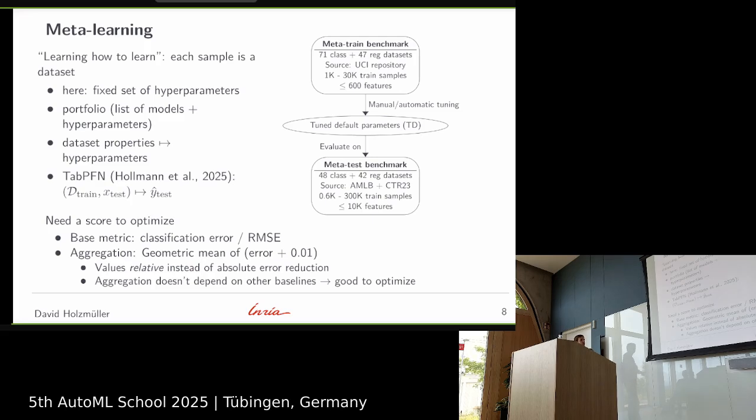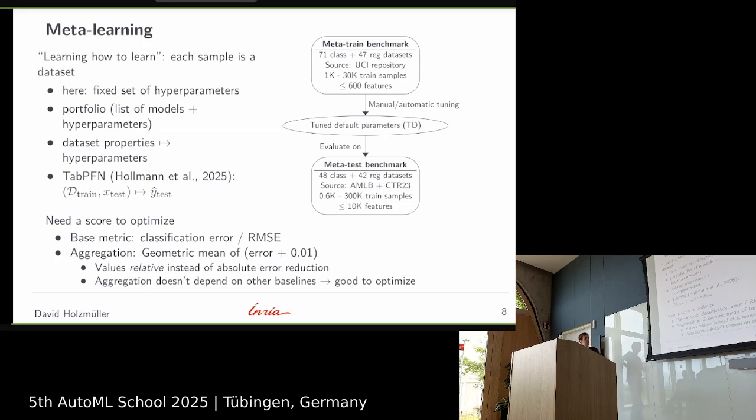For that, you need to define a base metric. Especially for classification, there are a lot of metrics. We went for classification error, but in retrospect, I would have chosen different metrics, as we will see later. And then you need some way to aggregate the results of all data sets. And here we chose the geometric mean of the errors with some offset.